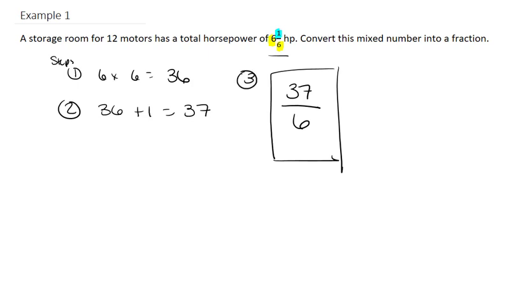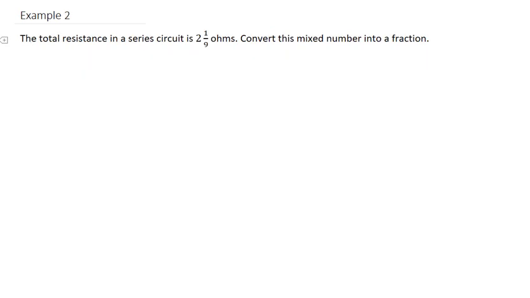Now let's do another example. Example 2. The total resistance in a series circuit is 2 1/9 ohms. Convert this mixed number into a fraction. So our first step would be to multiply our whole number times our denominator. So we got 2 times 9, which is equal to 18. Our second step is to add it to our numerator. So we have 18 plus 1, so that's 19.